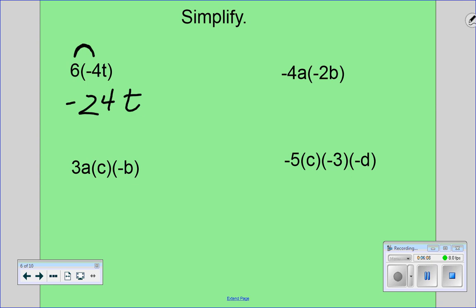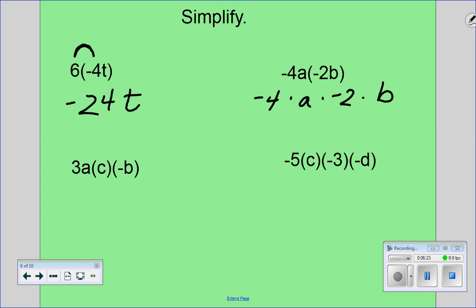So like they're going to stay. Which one do you want me to do, this one or that one? Okay, so really it looks like this: negative 4 times a times negative 2 times b. I just stretched it out. That's just how it looks. So I'm multiplying everything together.